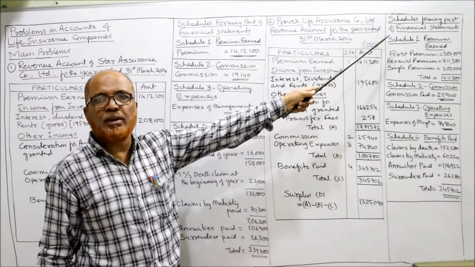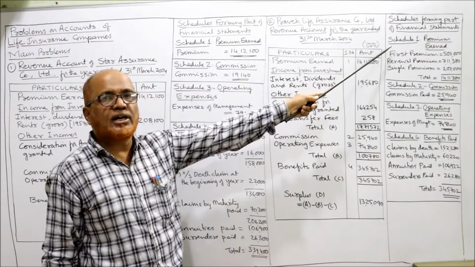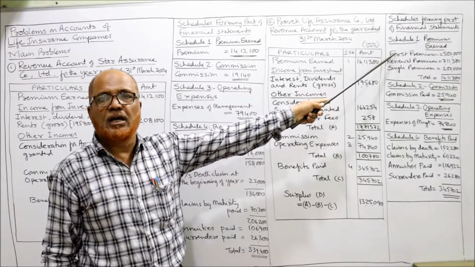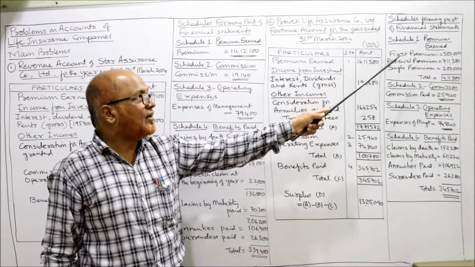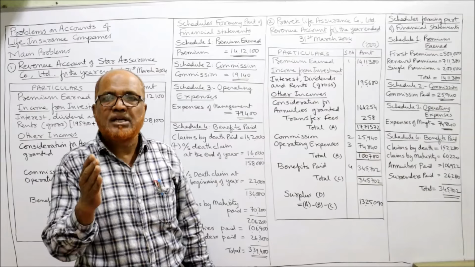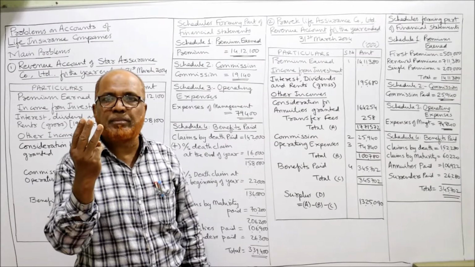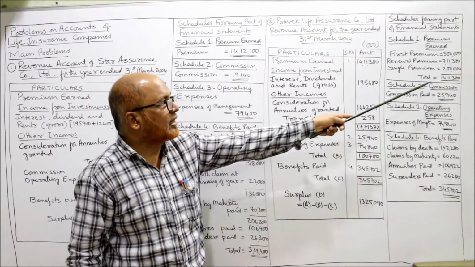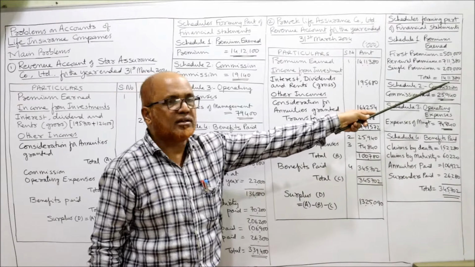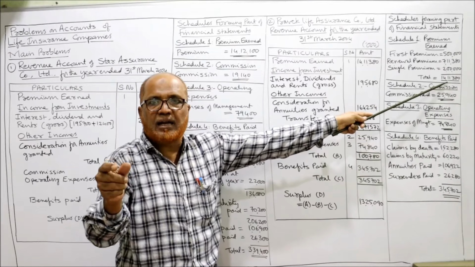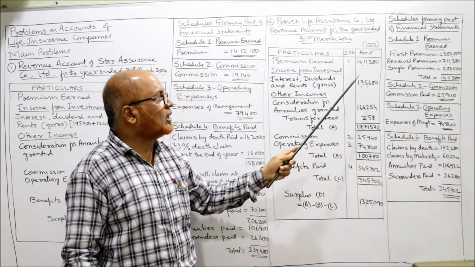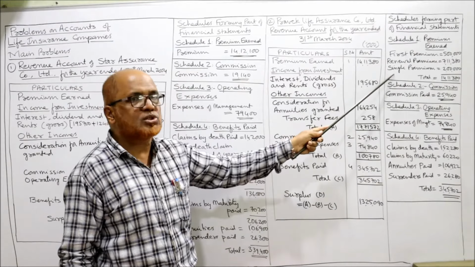Now, schedules forming part of financial statements. First schedule is premium earned. In this premium earned, first premium, renewal premium, single premium. These 3 premiums are given, add up the total. We have taken the total 14,11,380. तीनों प्रीमियम्स को ऐड कर दिया, प्रॉब्लम में जो दिया है, तो टोटल 14,11,380.